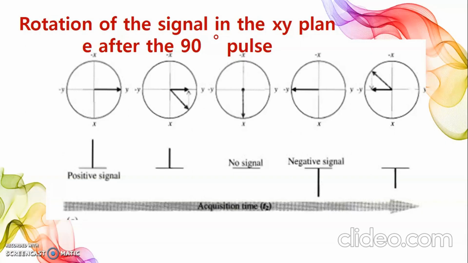This figure shows the rotation of the signal in the xy plane after a 90 degree pulse. On the y-axis, we get a positive signal. In between x and y, we get a lesser positive signal. Then on the x-axis we get no signal. Then at negative angles, we get a negative signal, then a lesser negative signal.